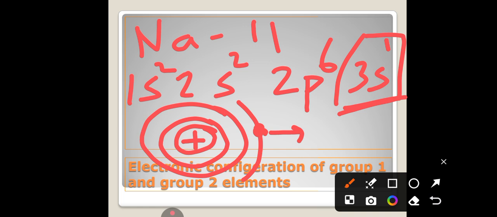Okay, now this is the valence electron. If you observe the valence electron, what is the configuration here? The 3 is the third shell, that is the M shell, and 3 is the principal quantum number, so I gave it the name N, and S is the orbital, and 1, so ns1. So here we are observing the general formula of group 1 elements as ns1.